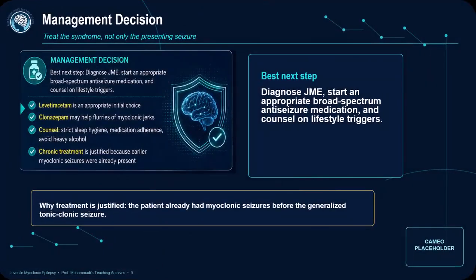Management should treat the syndrome, not only the presenting seizure. Although many patients with a single unprovoked seizure are not immediately started on chronic antiseizure medication, this patient has already had myoclonic seizures before the generalized tonic-clonic seizure. Therefore, treatment is justified. The best next step is to diagnose JME, start an appropriate broad-spectrum antiseizure medication, and provide clear counseling about lifestyle triggers and long-term management.